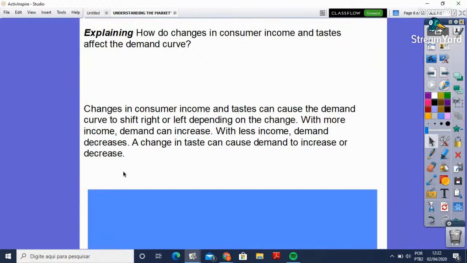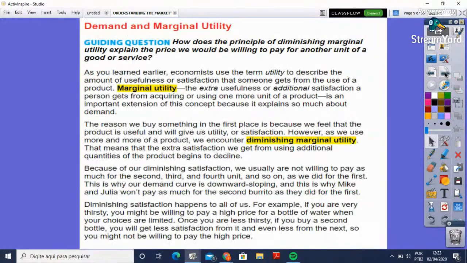Therefore, I go to the left. So a change in taste can cause the demand to increase or decrease. And then we go to demand and marginal utility. What is marginal utility?